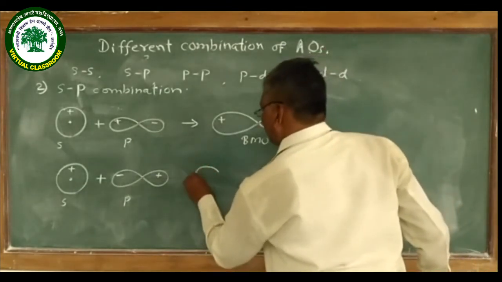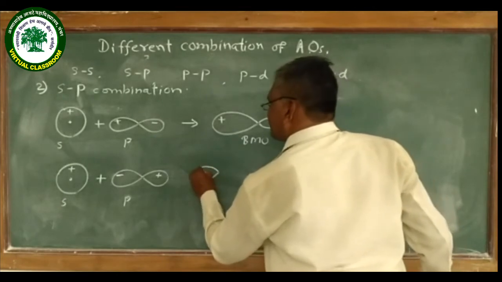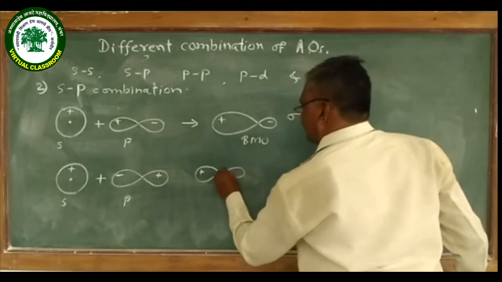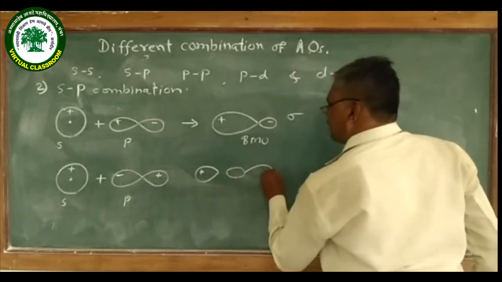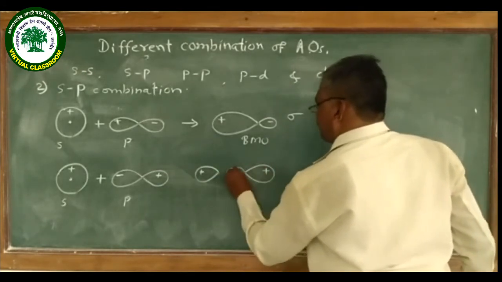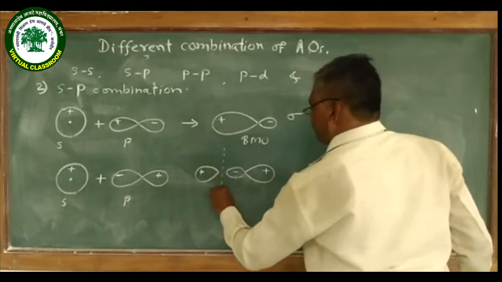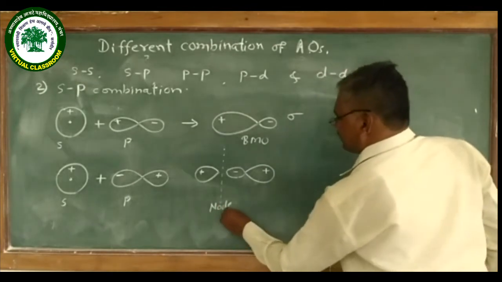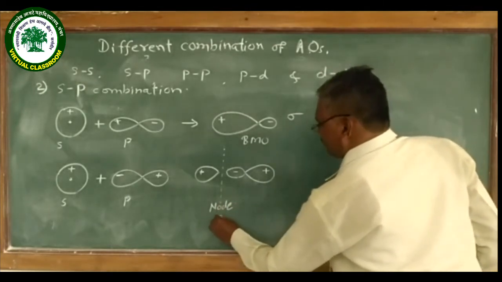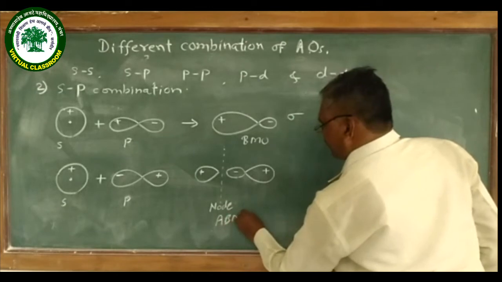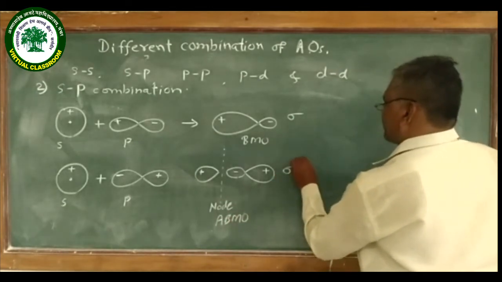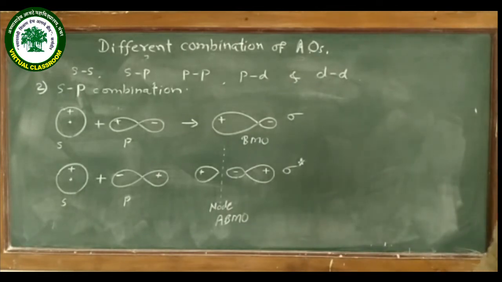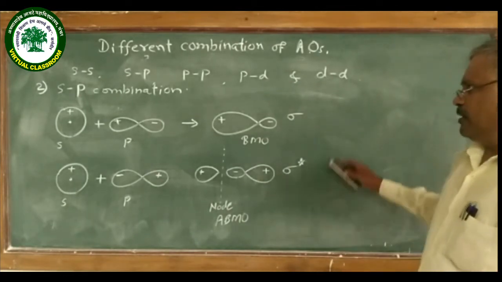The electron density will be concentrated away from the nuclei, so this one is positive, this one will be negative, and this one will be positive. So there is formation of a node, and this is the diagram for the antibonding molecular orbital. It gives sigma star antibonding molecular orbital. So this is the combination of s and p orbital.